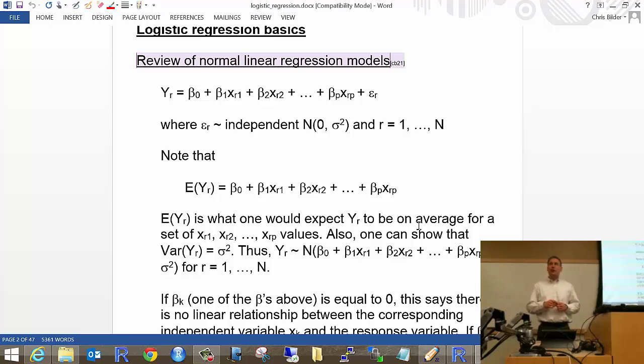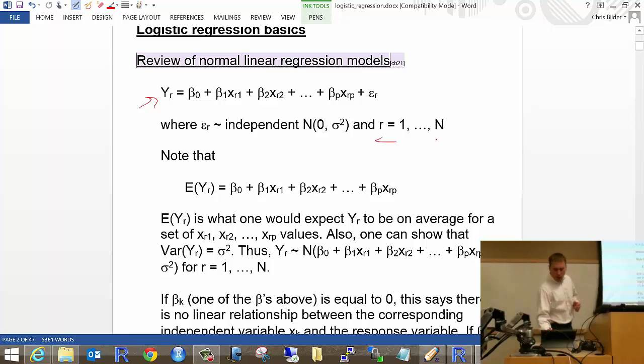Our epsilon term is our error term. We say that's distributed normal 0, sigma squared. Notice I have a subscript r on stuff in this model. That just helps us denote that this is for, let's say, the rth observation of interest.